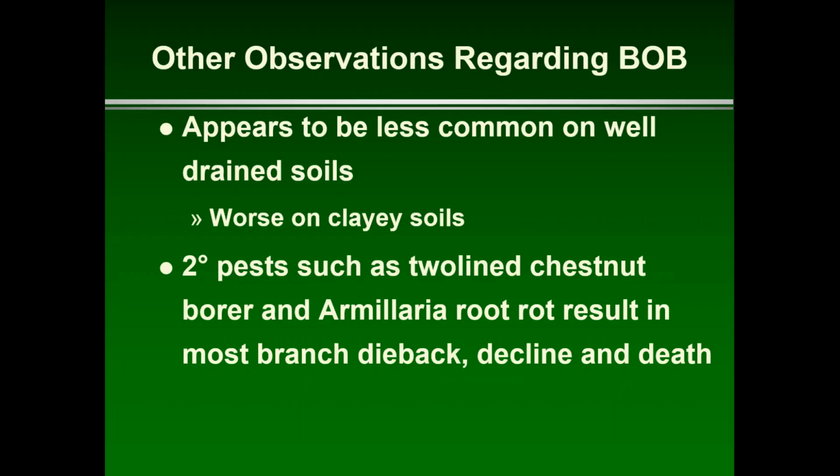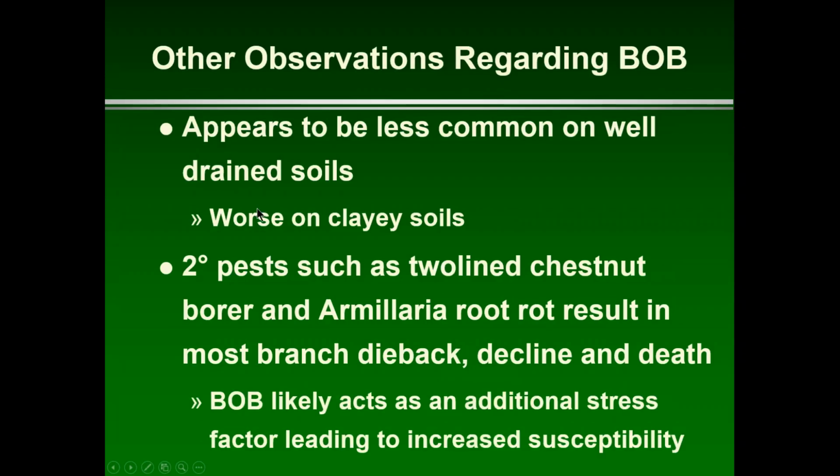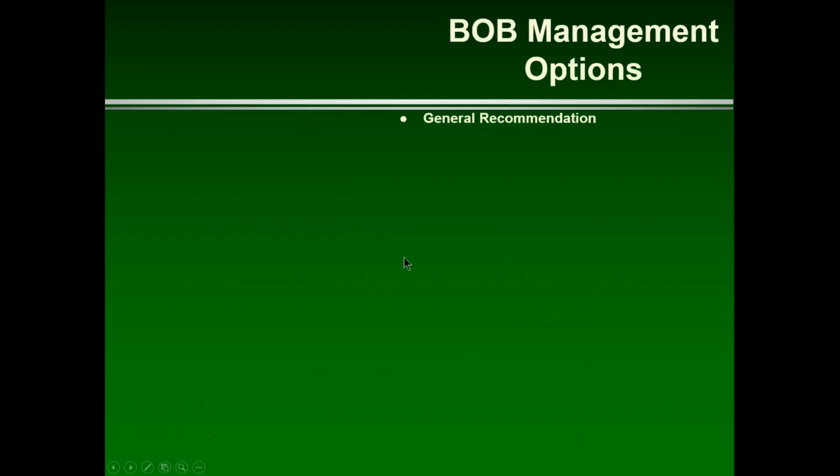As we learn more about BOB, we seem to see that BOB tends to be a precursor and may weaken the trees and make them more susceptible to other secondary pests that come along as the trees are being weakened as a result of BOB or any other foliar type disease. So BOB is acting as an additional stress factor, leading to increased susceptibility of those trees to the secondary pests that are often responsible for the more major decline symptoms in the oak tree itself.